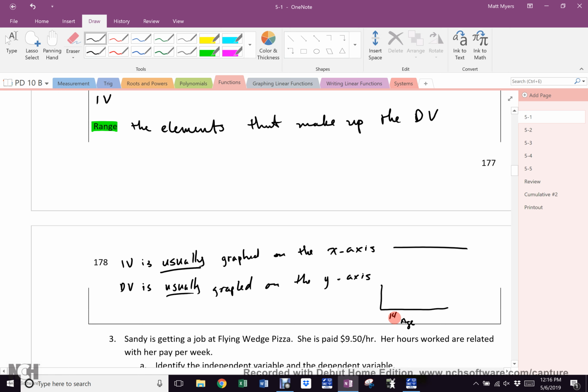Age. I can be 14, 15, 16, or 44. And over here is people. How many 14-year-olds? One. How many 15-year-olds? A bunch. How many 16-year-olds? A bunch. How many 44-year-olds? One. Everybody understand? All right, let's try to put this into perspective.